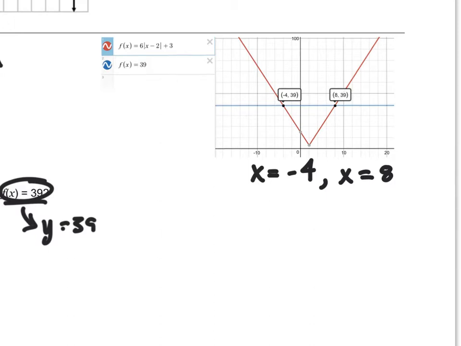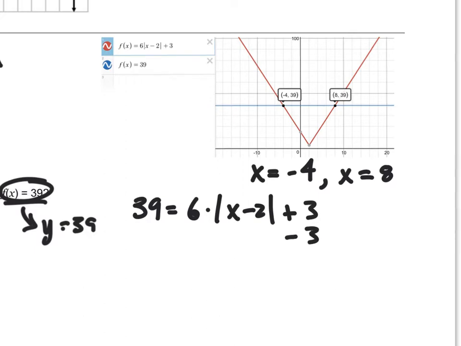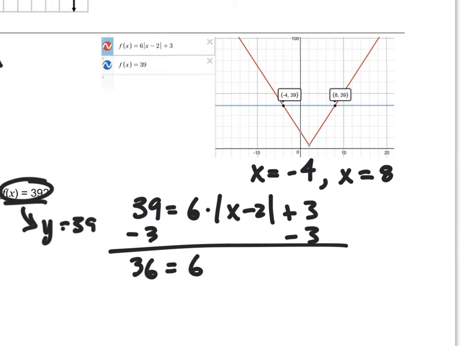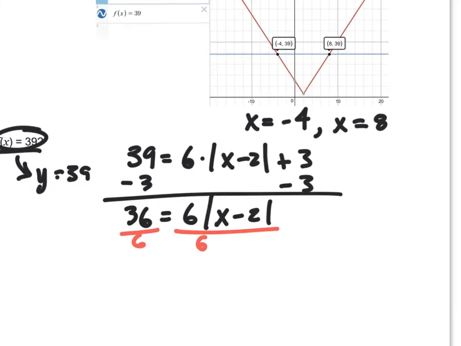I'm going to set 39 equal to 6 times the absolute value of x minus 2, plus 3, and I'm going to solve this for x. The first thing I'm going to do is subtract 3 from both sides, and I get 36 is equal to 6 times the absolute value of x minus 2. Then I'm going to divide both sides by 6, so I get that 6 is equal to the absolute value of x minus 2.